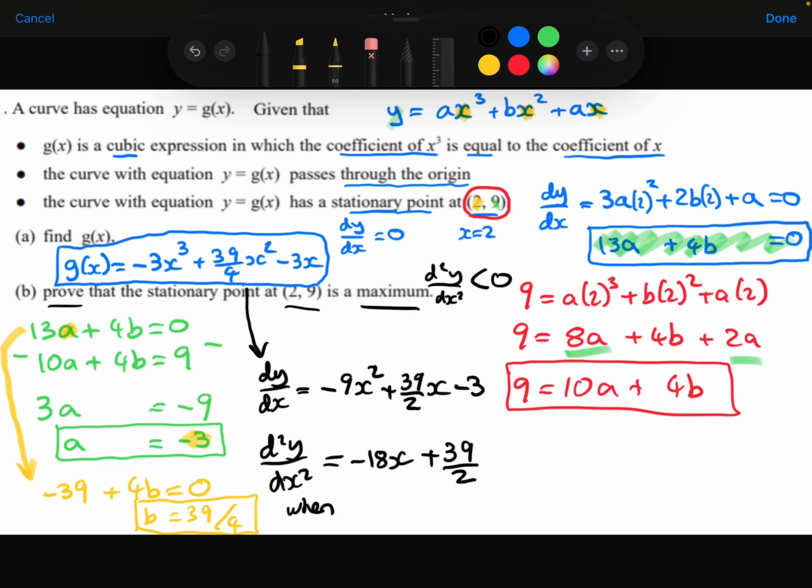And so I can now say that when x equals 2, my second derivative is minus 18 times 2 plus 39 over 2, which is minus 33 over 2, which is negative, therefore a maximum.